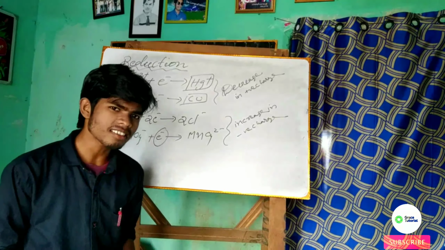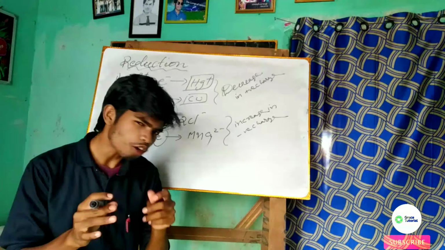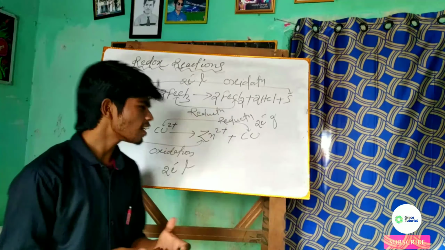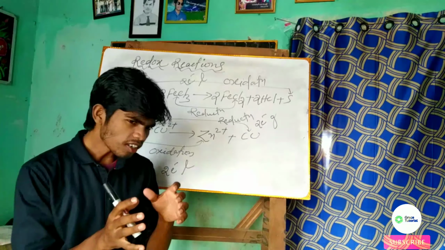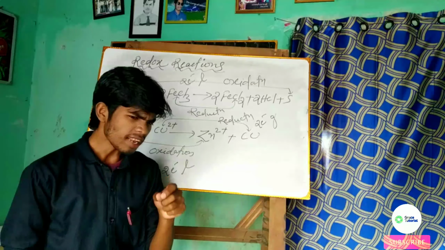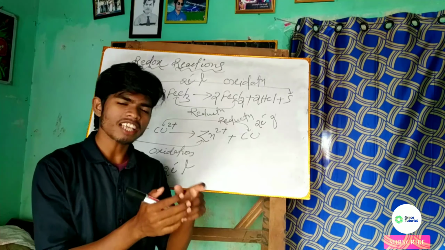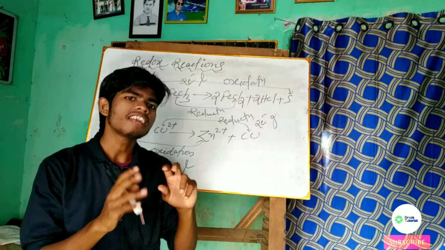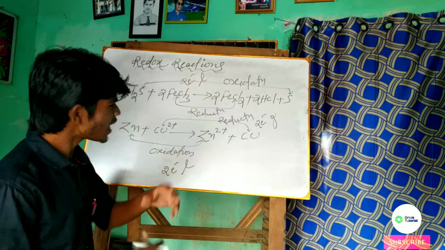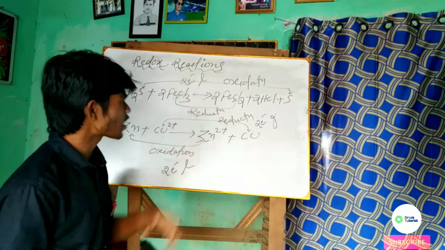Now let us discuss the electronic concept of the redox reaction. So what is a redox reaction? When oxidation as well as reduction takes place in one reaction, that is what is called a redox reaction. But what is the electronic concept of redox reactions?